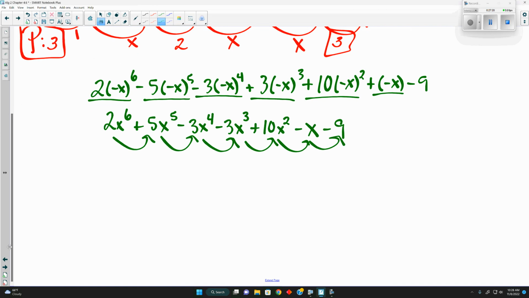So now let's count the number of sign changes. From the 6th to the 5th power, from the 5th power to the 4th. So that's our first one, from the 4th to the 3rd. 3rd to squared. Squared to x, and x to 9. So the most negatives we can have is, so it's just like the last one.